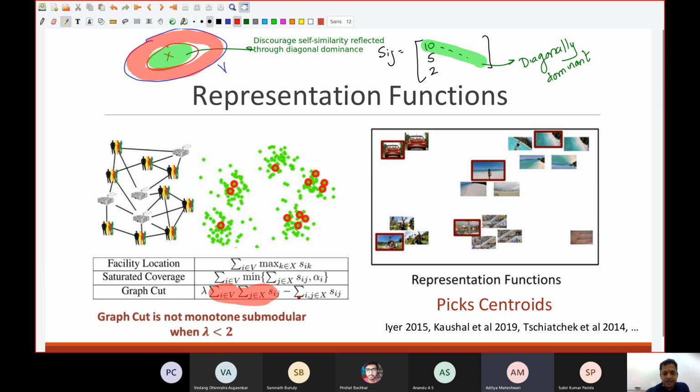But here what I've done instead is I say, okay, I'm going to subtract from that this part, which is self similarity. Now, lambda should be at least how much? Lambda is discounting for self similarity, right? Can lambda be less than 1? Does it make sense?